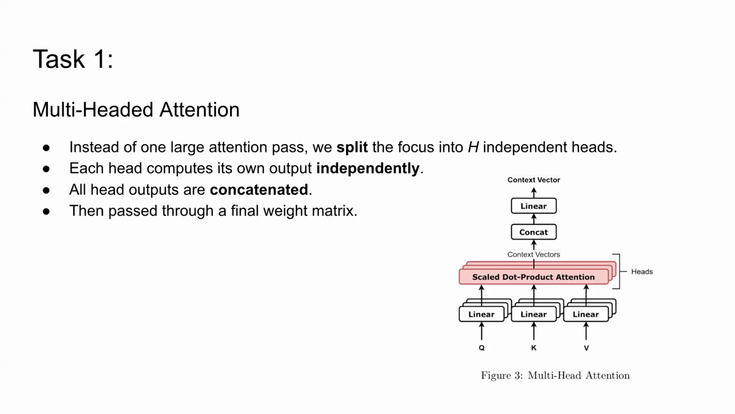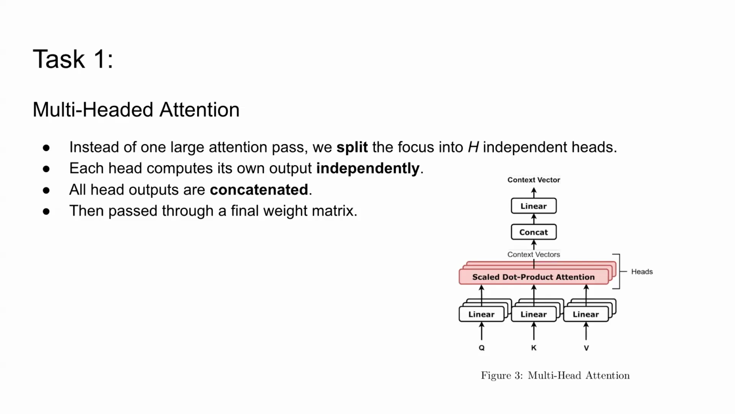So in multi-headed attention, we just split the attention head into multiple independent attention heads, which is denoted by H. We do that because we want the model to focus on different aspects of the input, and that's what multi-headed attention helps to do.